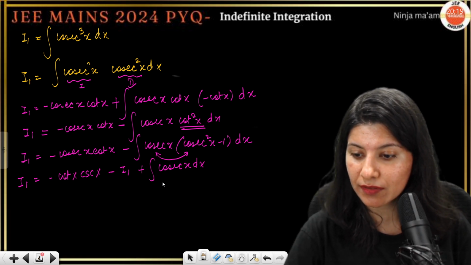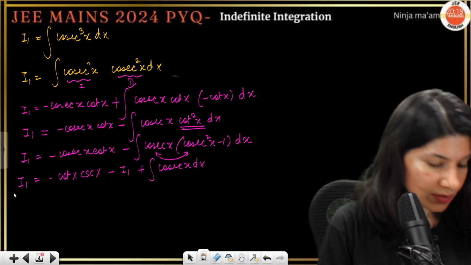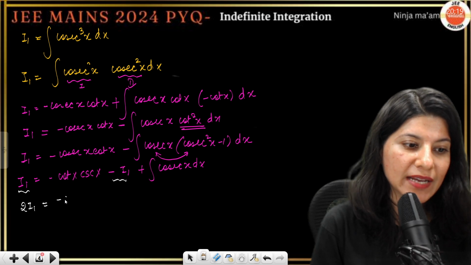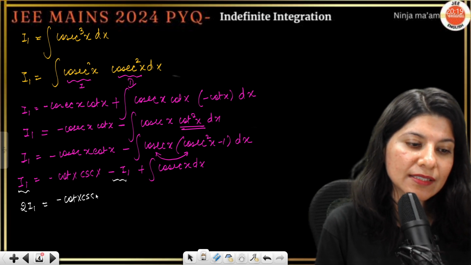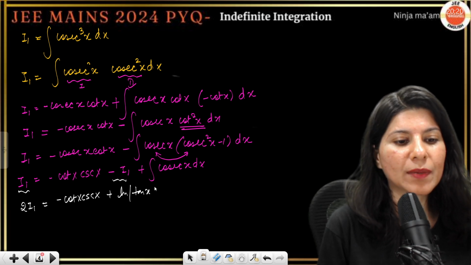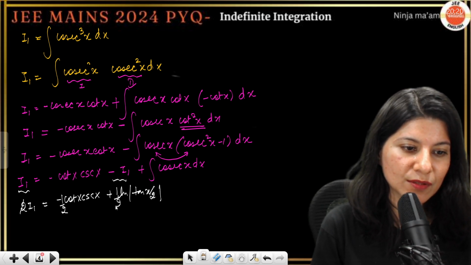log of mod of tan x by 2. Okay. So this is going to give you I1. I1 will be 2I1 minus cot x cosec x plus log of mod of tan x by 2. Right? 2 is gone. So this is 1 by 2. This is also 1 by 2.